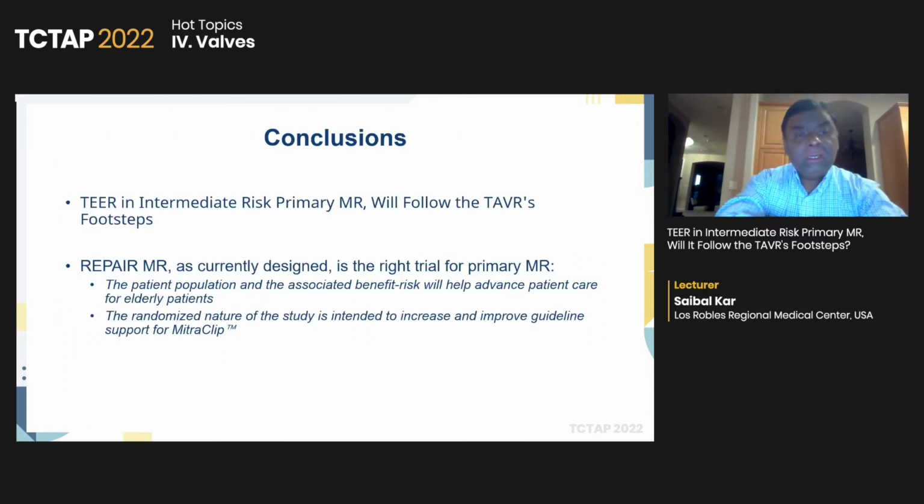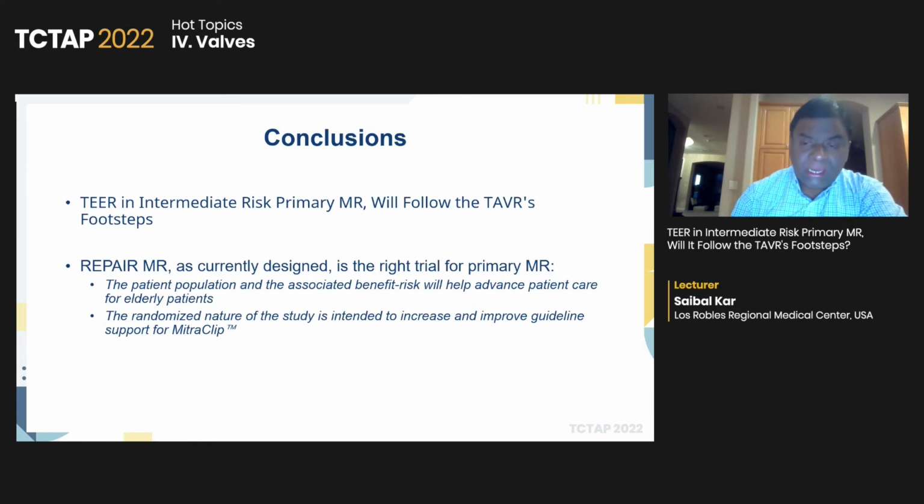What do we conclude? TR for intermediate primary MR will follow the steps of TAVR. In fact, the people in TAVR actually showed us the footsteps. REPAIR MR as currently designed is the right trial for primary MR. There are other clinical trials in the same field. And the reason why I'm bringing this up is that the patient population and the associated benefit-risk will help advance patient care for elderly patients.